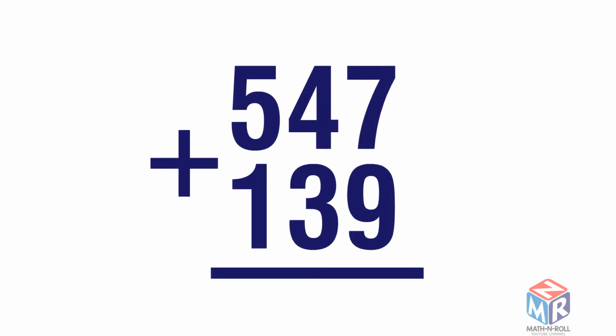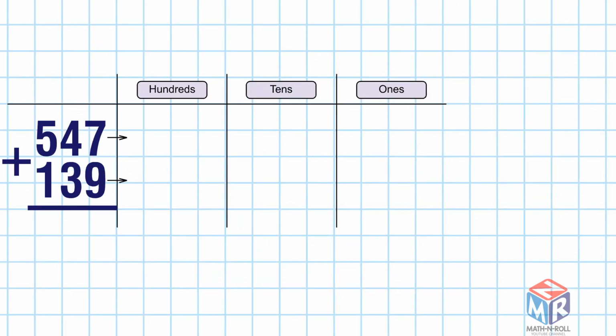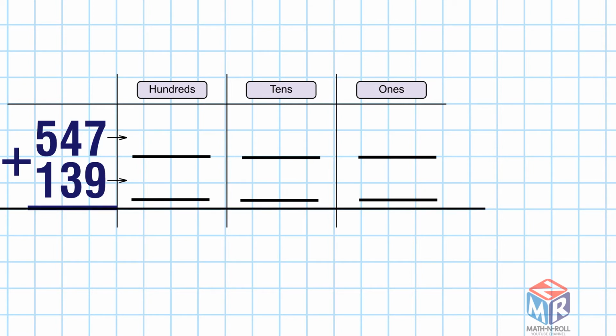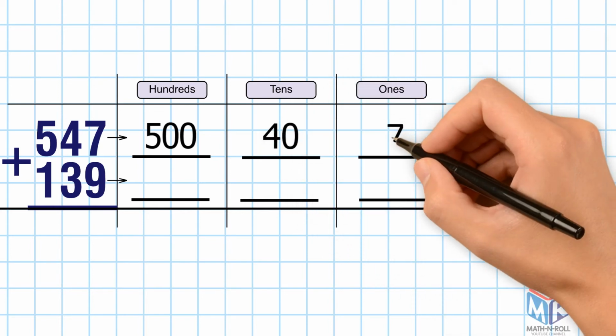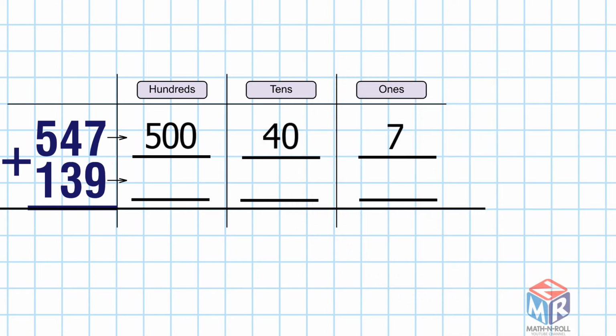547 plus 139. Let's break apart the numbers. 547 becomes 500 plus 40 plus 7. 139 becomes 100 plus 30 plus 9.